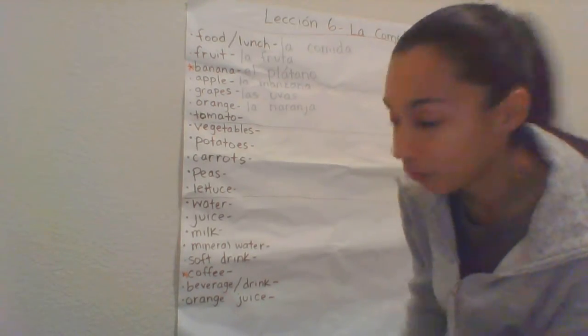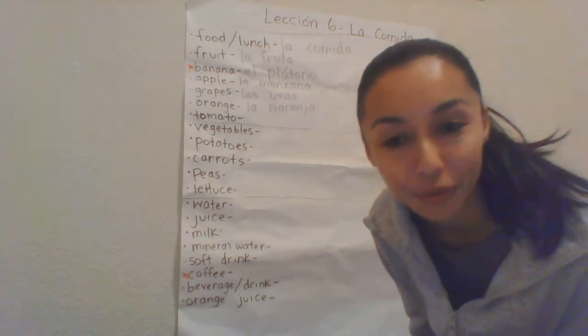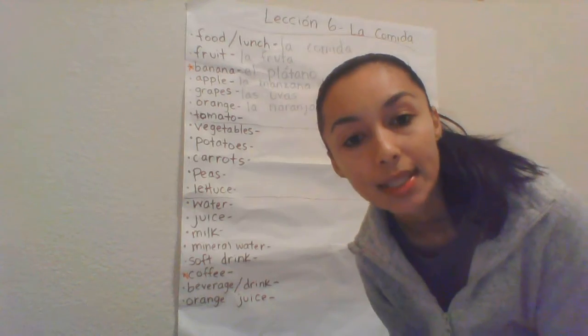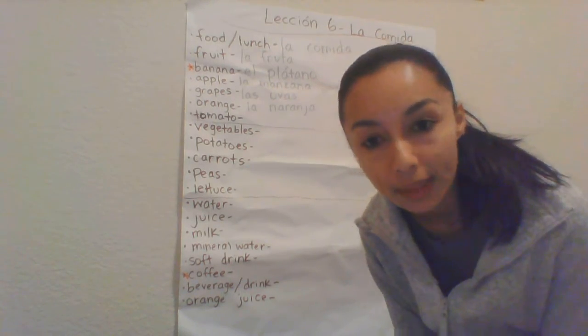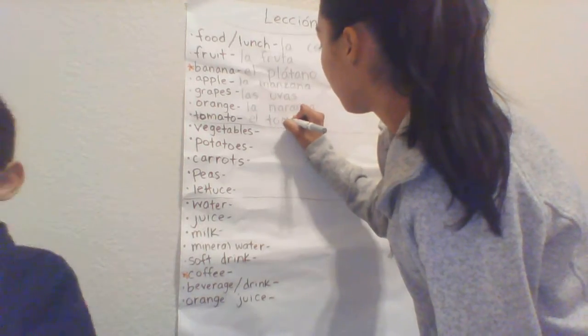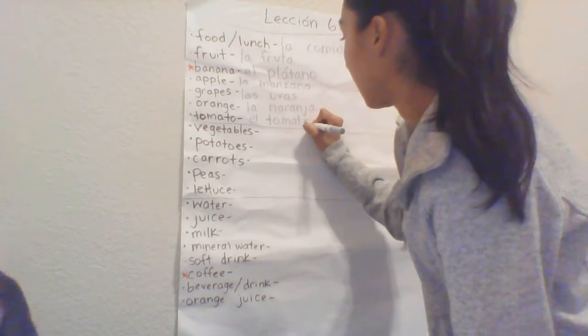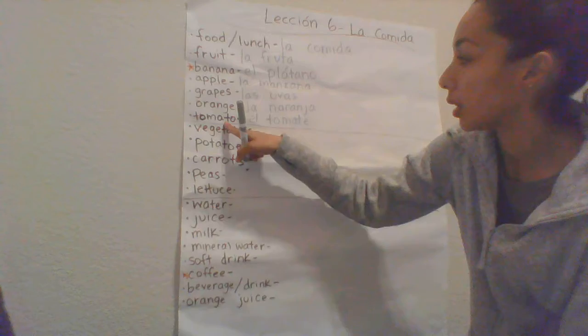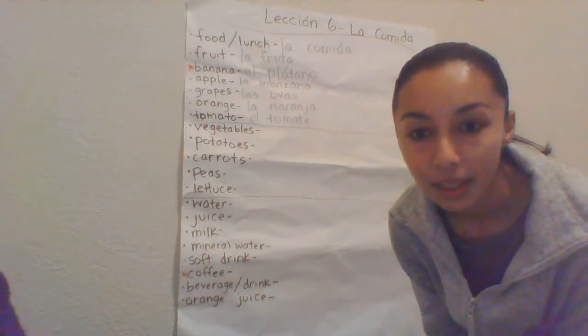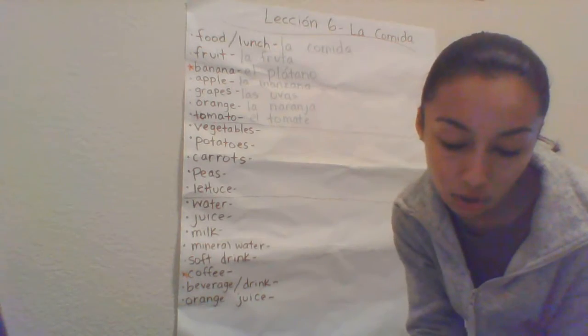I put tomato with fruit. Right? Some people argue maybe it's a vegetable. I put it with the fruit here. Tomato, very similar to the English word, is el tomate. So instead of with T-O, just change that to an E. Tomate.